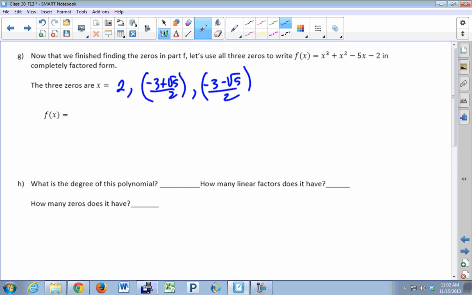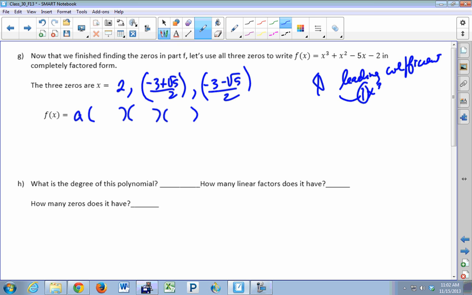Those are my 3 zeros. And now in completely factored form, the first thing I have to do is decide what my leading coefficient is. What is A going to be in my factored form? It's going to be the same A as in my polynomial form. So what's my leading coefficient up here? What's the 1? You don't see it, but it's there. It's 1x cubed is the leading coefficient. So that means I can put a 1 there or not put anything there.